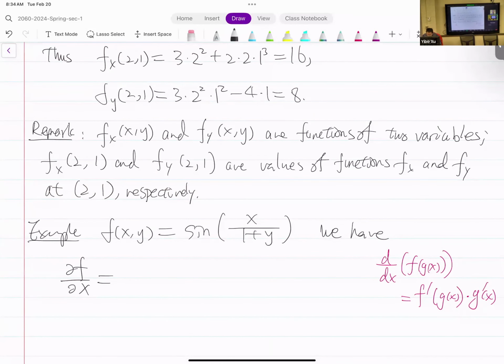So here our outer function is sine, right? So we need to take the derivative of that, which is cosine. Okay? And here we want to plug in that inner function, not changing anything.